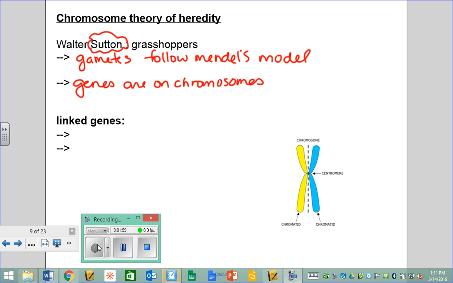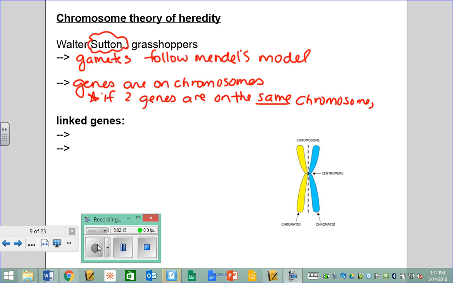Nothing weird there. But he noticed something. He noticed that if two genes are on the same chromosome, the second law, so Mendel's second law, independent assortment, doesn't apply. Basically, he's saying if two genes are on the same chromosome, they get inherited together. One of them definitely affects the other one. So when two genes are on the same chromosome, we refer to them as linked genes, because you're going to inherit them together. And that is how things work in the real world.